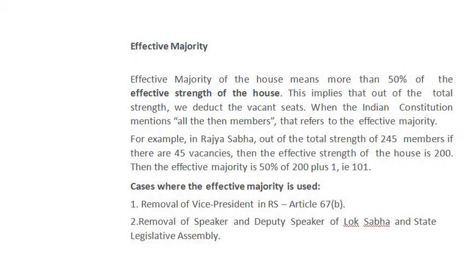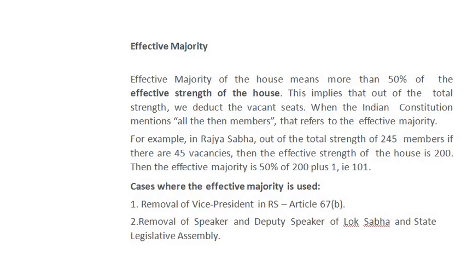Then the effective majority. Effective majority is nothing but, suppose you have a total membership of a house that is, say, 200, but some of the seats are vacant. Suppose 25 seats are vacant. So how many remaining seats will there be? 200 minus 25, that is 175. Then half of that is 87 plus 1, that much is the effective majority.